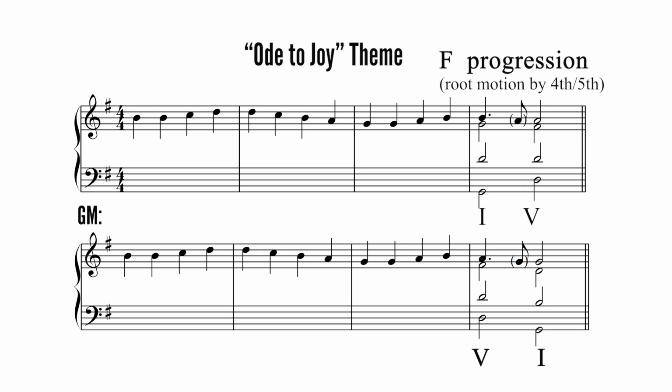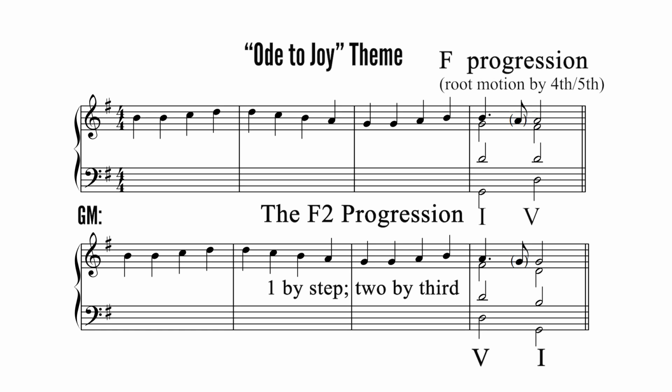Here we will introduce a new type of F progression, something we'll call F2. An F2 progression has one voice moving by step and two voices moving by third. F2 progressions are often found in perfect authentic cadences where the melodic or upper voice moves from the second to the first scale degree. So we will call our original F progression F1, and we'll call this new F progression F2. Remember, F stands for chords whose roots are related by fourth or fifth.